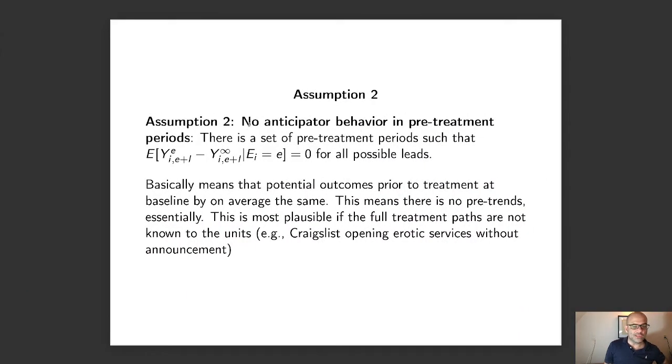So that's what this assumption 2 means. No anticipation behavior. And if there's no anticipation behavior, it means that the average treatment effect on the treated is 0 for that period. Basically it means that the potential outcomes prior to treatment at baseline are on average the same. This means there's no pre-trends, essentially. That's how I wrote up the slide.